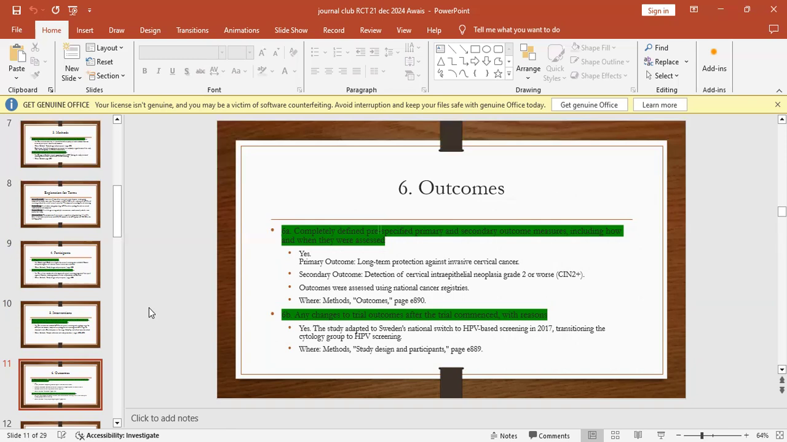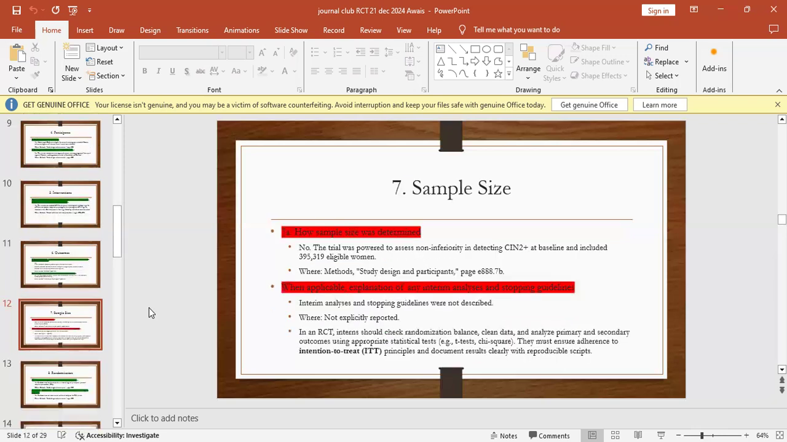Next, we have to identify any changes to trial outcomes after the trial commenced with the reasons. Yes, the study adapted to Sweden's national switch to HPV-based screening in 2017, transitioning the cytology group to HPV screening. Now, the sample size. We have to identify how the sample size was determined. No, the trial was powered to assess non-inferiority in detecting CIN2 plus at baseline and included 3,95,319 eligible women. However, they have not stated how the sample size of these women was calculated.